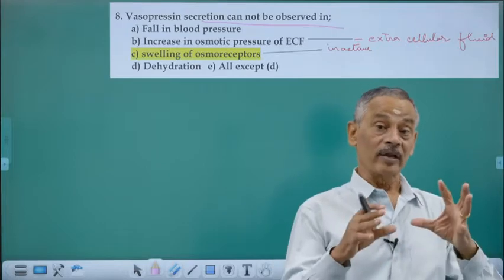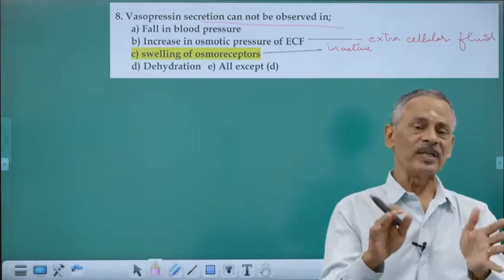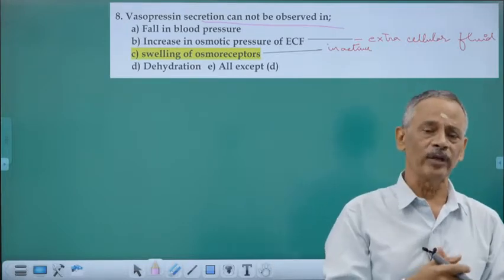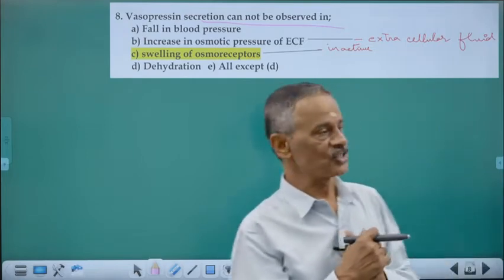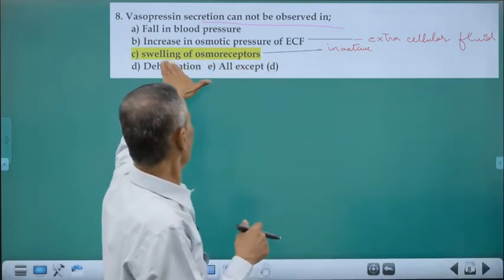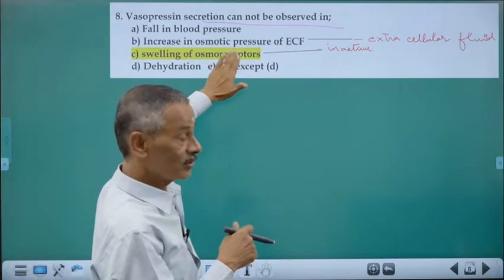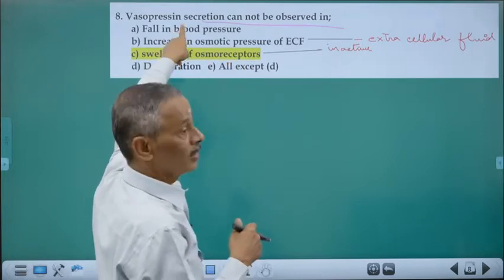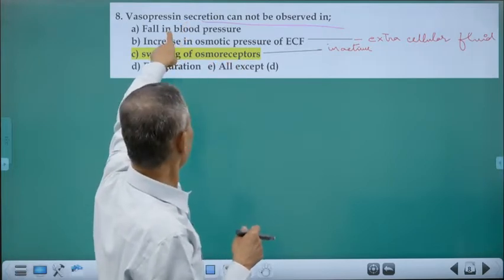So, we are having diabetes insipidus. Dilute urine is continuously going out. You are subjected to dehydration. Then you will be having your osmoreceptors active. That will be activating the hypothalamus to produce vasopressin.